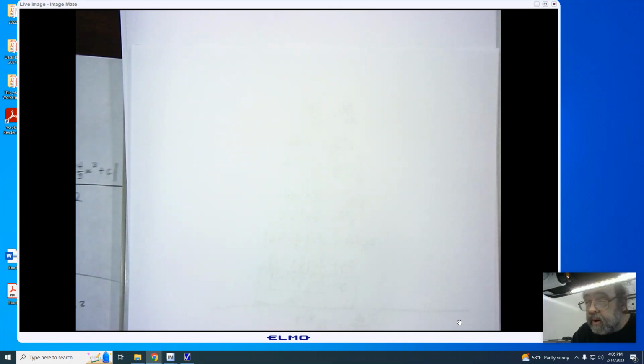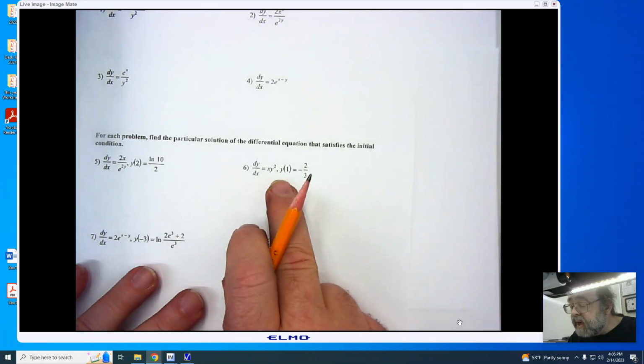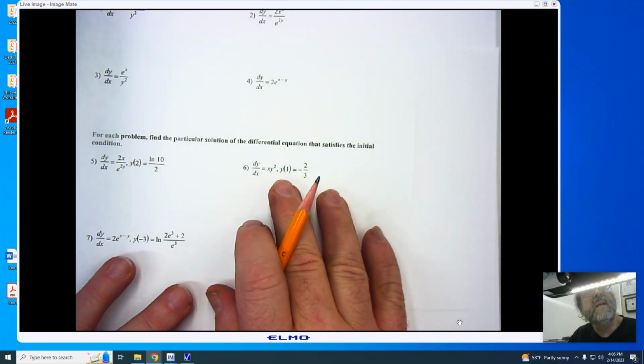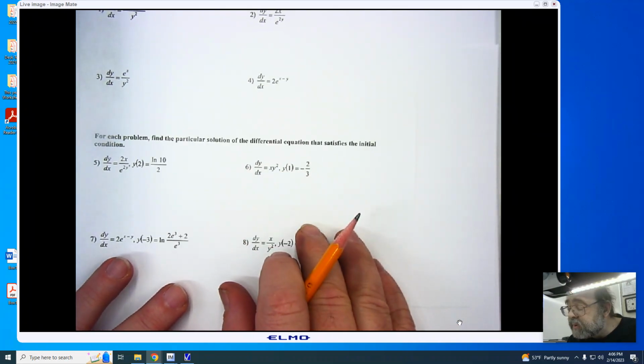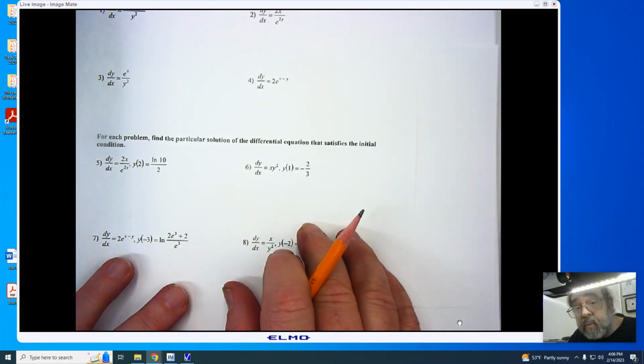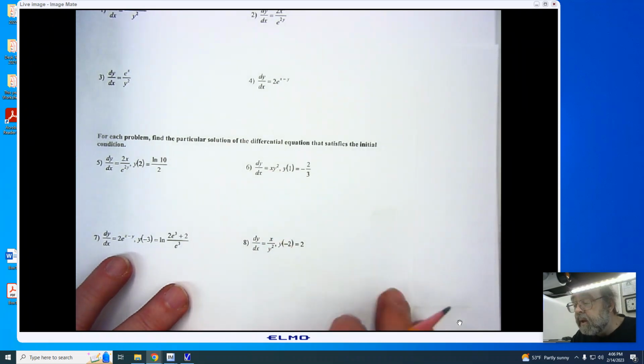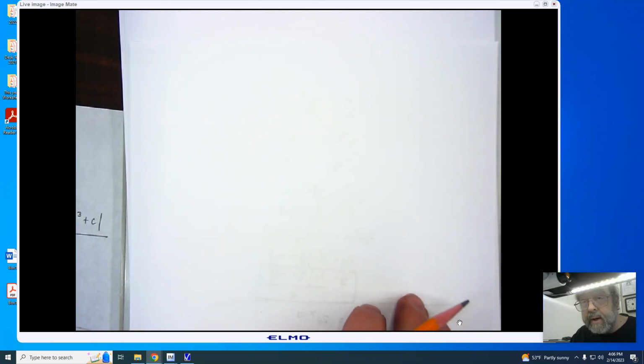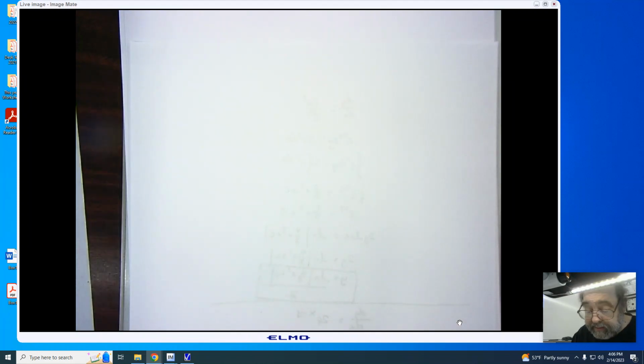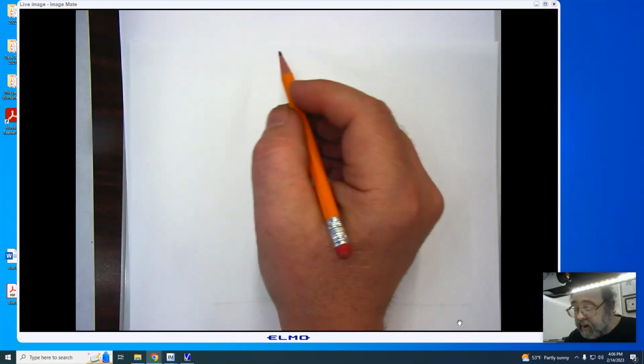Next, we're going to be going to number 6. Now, number 6 is giving us dy dx equals xy squared, but now they want me to find a particular solution, so we have to find what c is, and to do that, I'm going to use the point 1, negative 2/3.